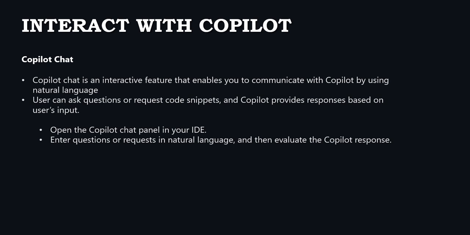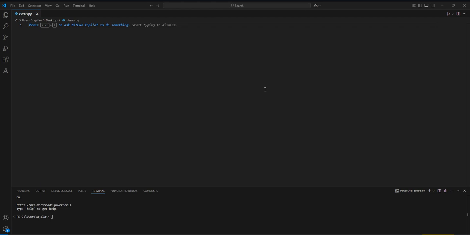Copilot Chat allows you to communicate with AI using natural language. To use Copilot Chat, open the Copilot Chat panel in your IDE, ask questions or request code snippets, and then you can evaluate Copilot's responses and refine as needed. This feature helps when debugging, learning new concepts, or writing complex code structures. So let's see GitHub Copilot Chat in action.